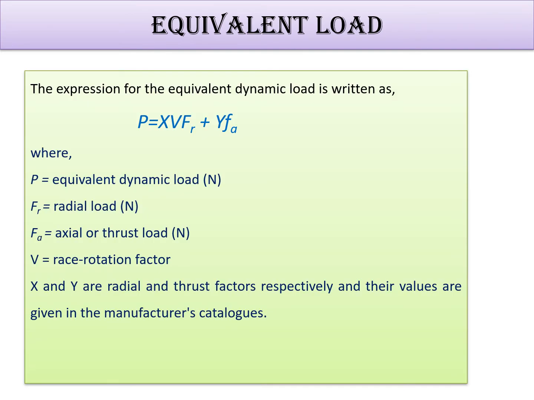This is the expression used for the dynamic load, that is P is equal to XVFR plus YFA, where P is the equivalent load, that is the dynamic load, FR is the radial load, FA is the axial or the thrust load, and V is the race rotation factor. It depends on something, we will see it. X and Y are radial and thrust factors. All these things we will get in the manufacturer's catalog.